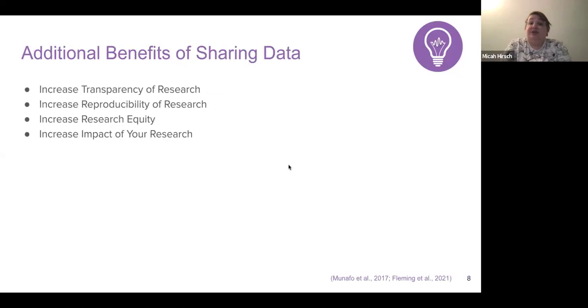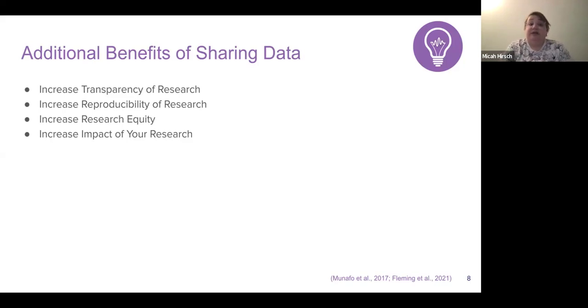So some additional benefits of sharing data. Sharing your data increases the transparency of your research as well as the reproducibility. So when you share your data, you're allowing others the opportunity to be able to possibly replicate your findings or to also just see what your research workflow was.